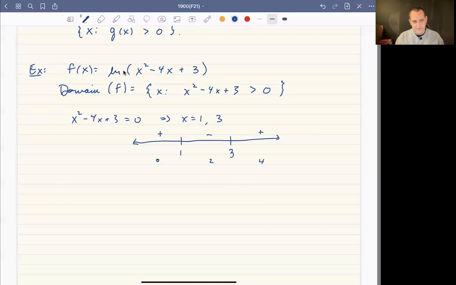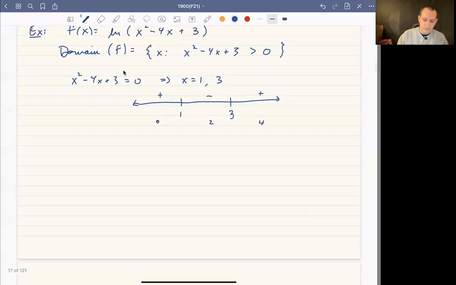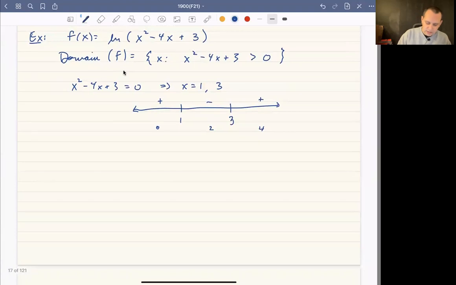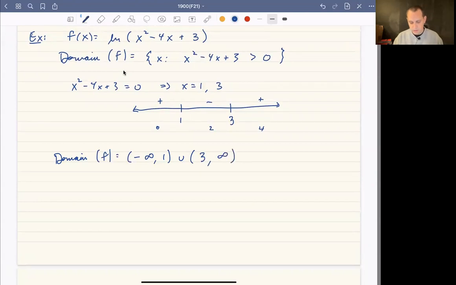You could also just graph this function. It's an easy enough function, a quadratic, a parabola. You could just graph it and get everything that way too. But this method holds up a little bit more generally. And so what this tells you is that the domain of f is going to be all the values up to but not including 1, so from negative infinity to 1, union all the values from 3 onward.